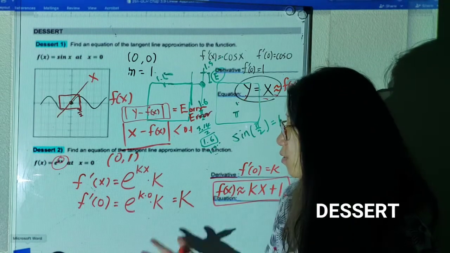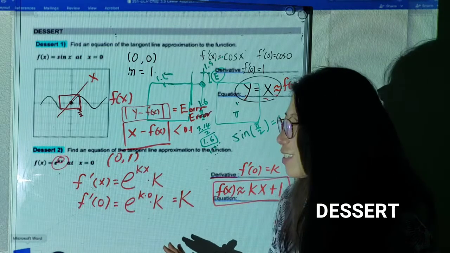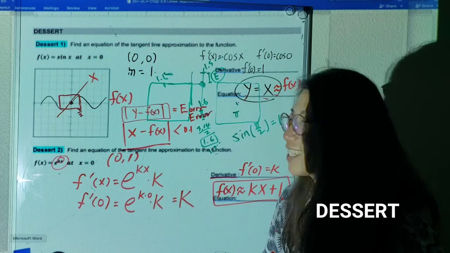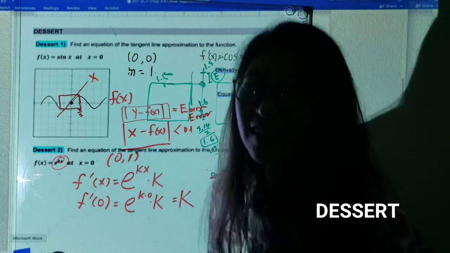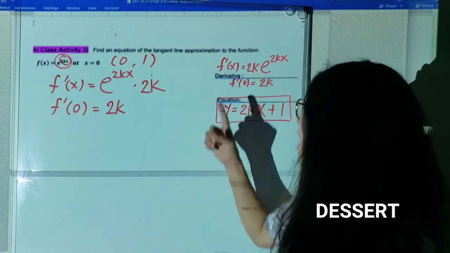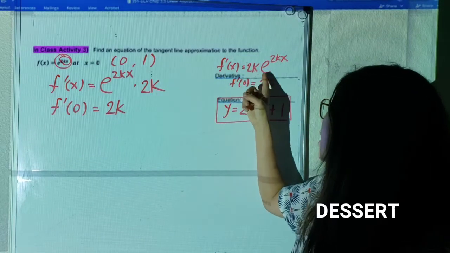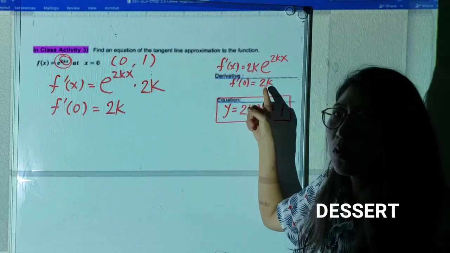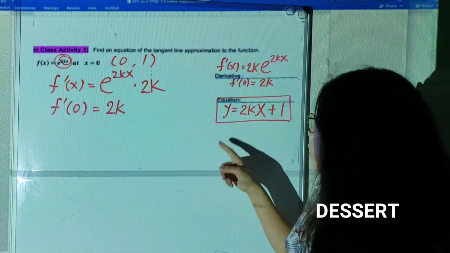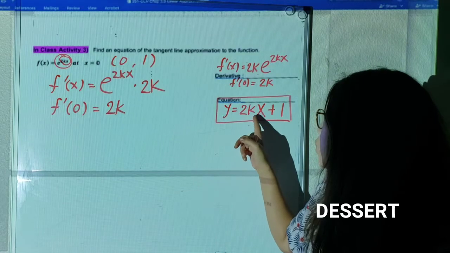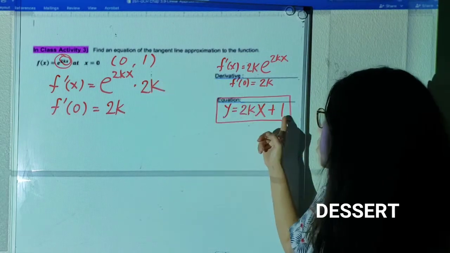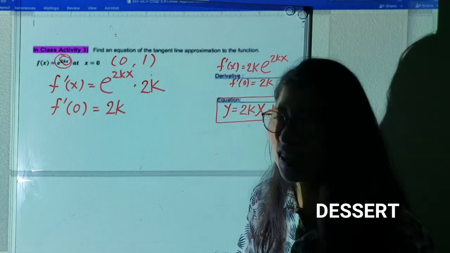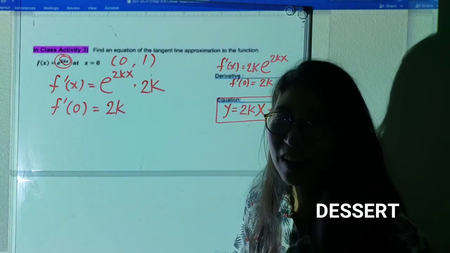Now there's one more in-class activity, so let's do it and see if you're understanding this whole section. Good luck. Okay, so how did you do? I got the derivative as 2k e to the 2kx, and when I plug in 0, my slope is going to be 2k at 0. So mx plus b, I got 2k as my slope, and then my y-intercept as 1. So this is my linear approximation. I hope that you guys did a good job and understood okay, and I will see you later.